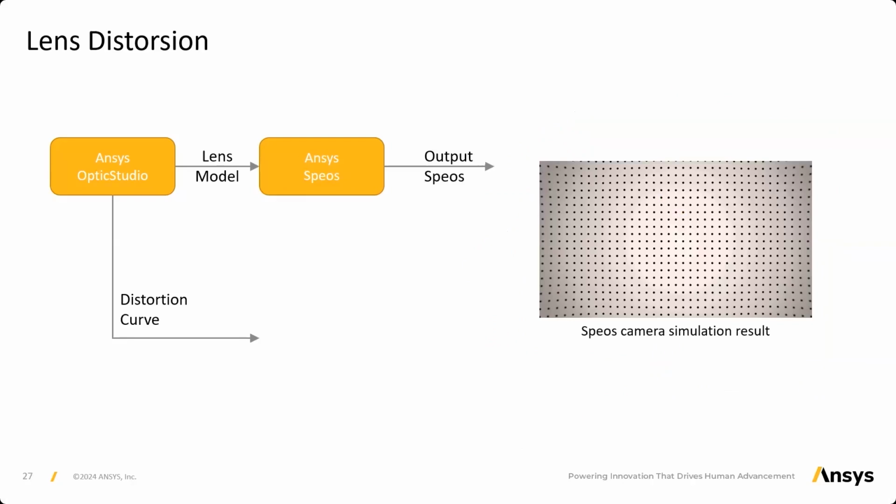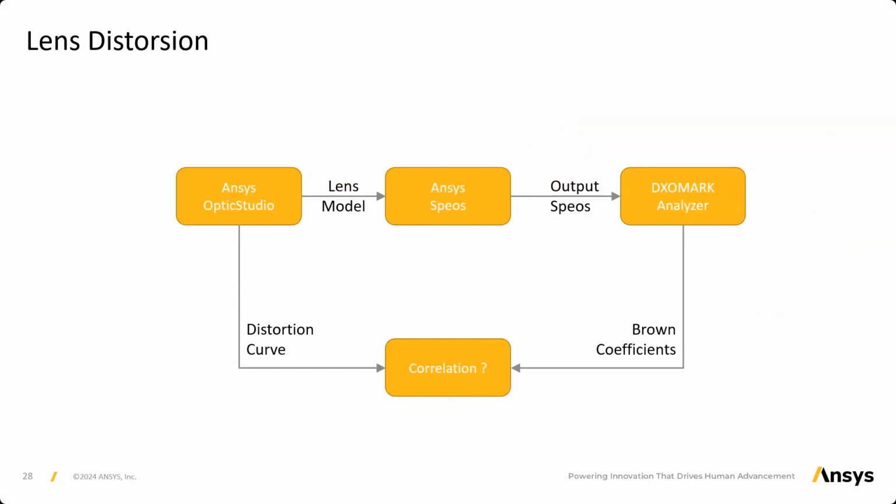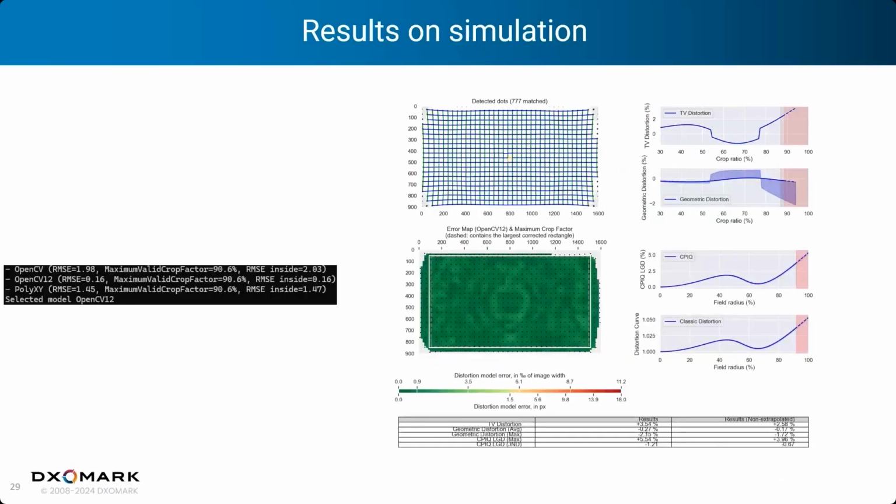And we sent that to a DXOMARK analyzer in order to compare the distortion curve, the initial distortion curve, the reference from Optics Studio, and the results from DXOMARK analyzer. And the target was to see if the correlation is correct or not.